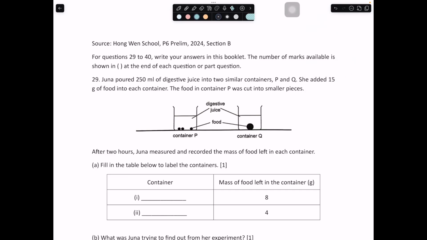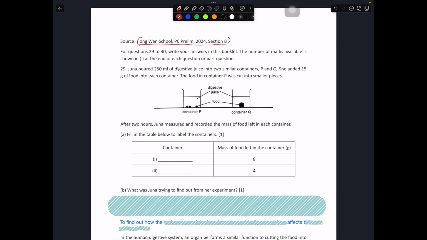Hi everyone, today I'm going through Hongwen School P6 Prelim 2024 Section B. So this will be the open-ended section, questions 29 to 40. Basically, the first question is about digestion.